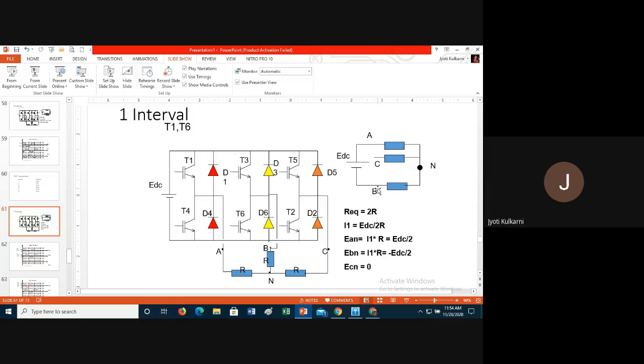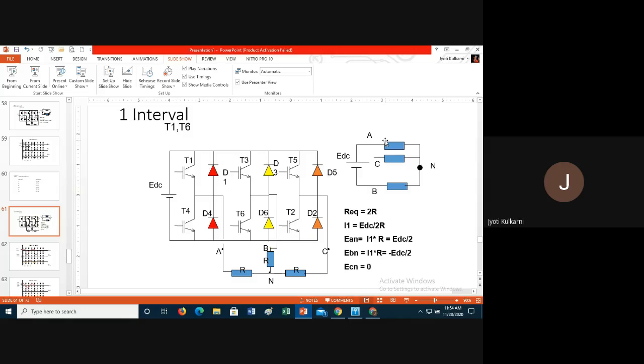But we want BN. So BN will be what? BN will be negative voltage. Because current is flowing from N to B, but I am measuring the voltage from B to N. So my voltage will be negative. How much? Remaining half part. That is minus Vdc by 2. So positive half part I am getting across AN and negative half part I am getting across BN.